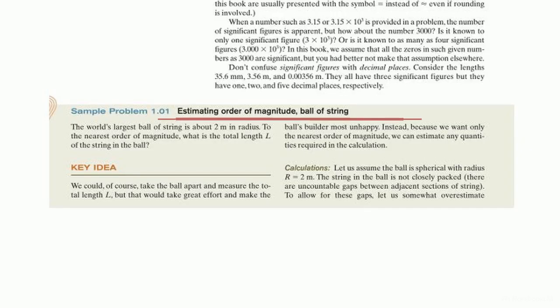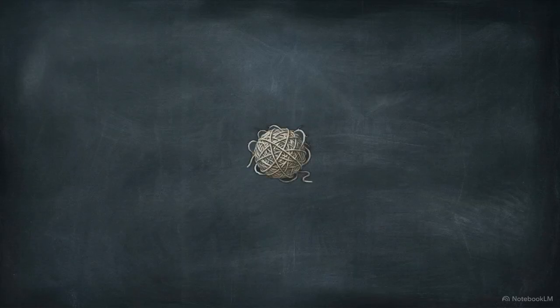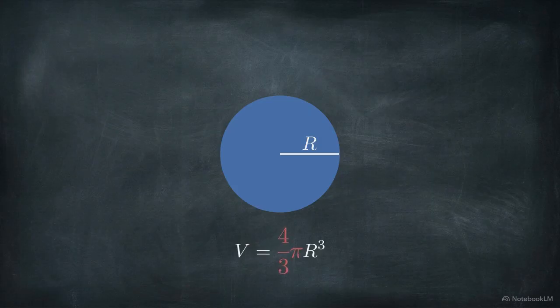In these cases, we rely on order of magnitude estimates, rounding to the nearest power of 10. To find the length of string inside a massive, tangled ball, we first simplify the messy real-world object into a perfect sphere. By assuming pi is roughly 3, the volume formula easily simplifies to 4r cubed.